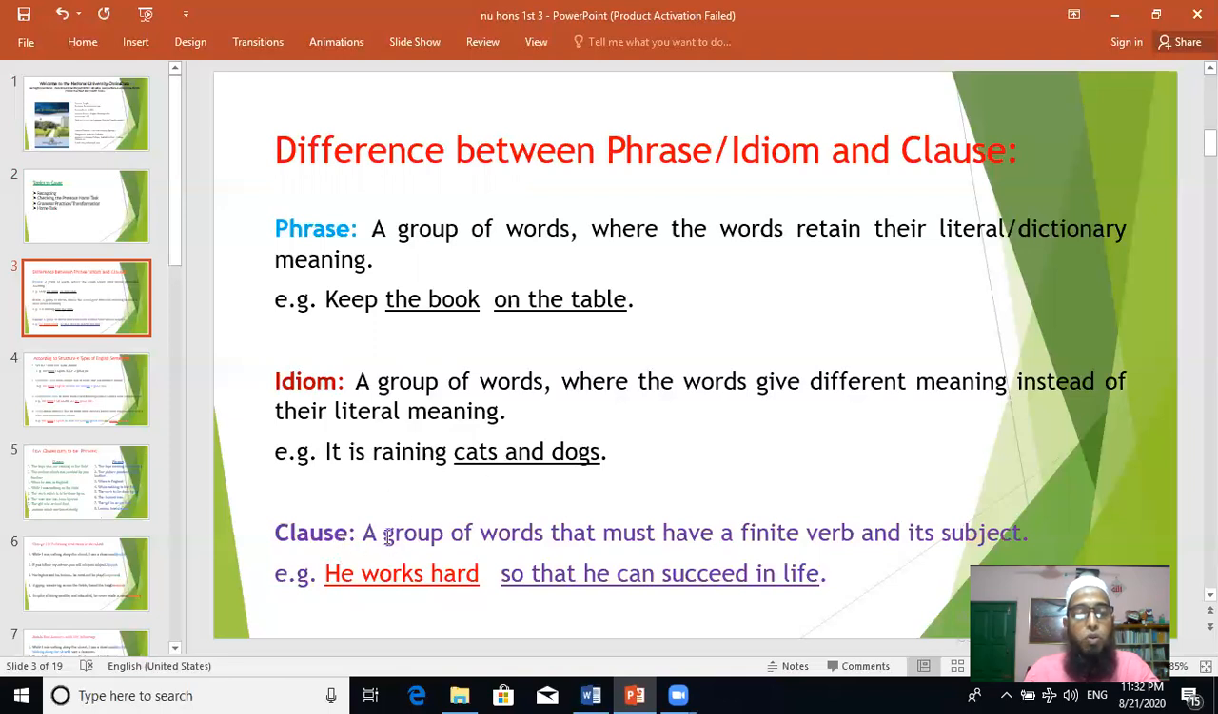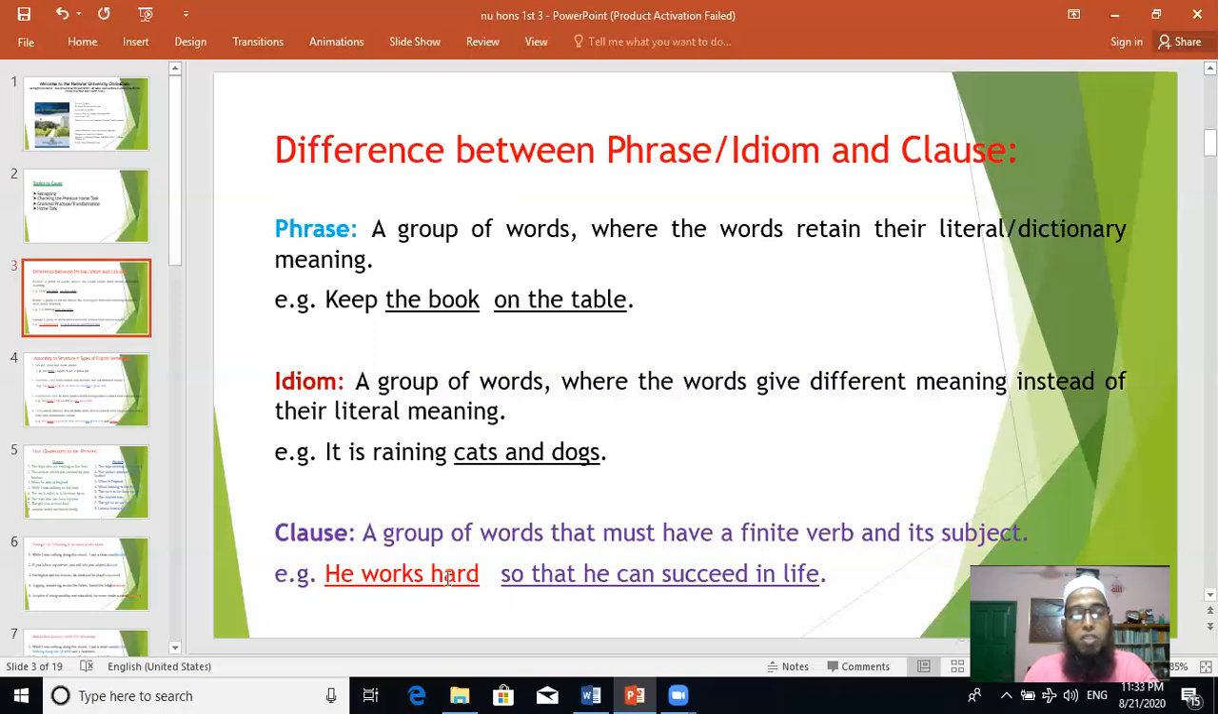You know the definition of clause? A clause is also a group of words that must have a finite verb and its subject. That is the difference. A clause must have a finite verb. For an idiom and a phrase, it's not mandatory or obligatory that there must be a finite verb. It is not compulsory for a phrase and idiom. But a clause, which is also a group of words, must have a finite verb and its subject.